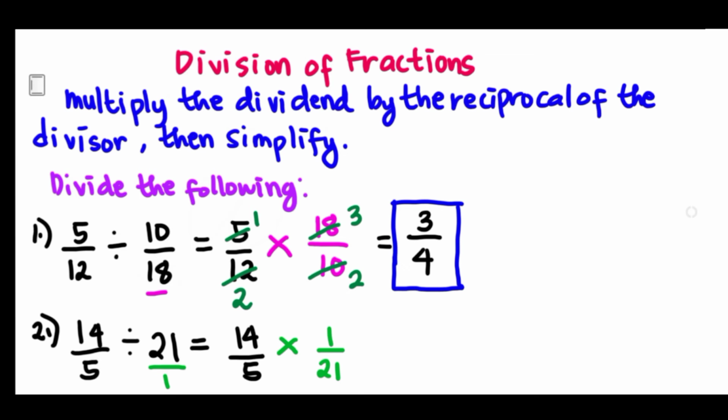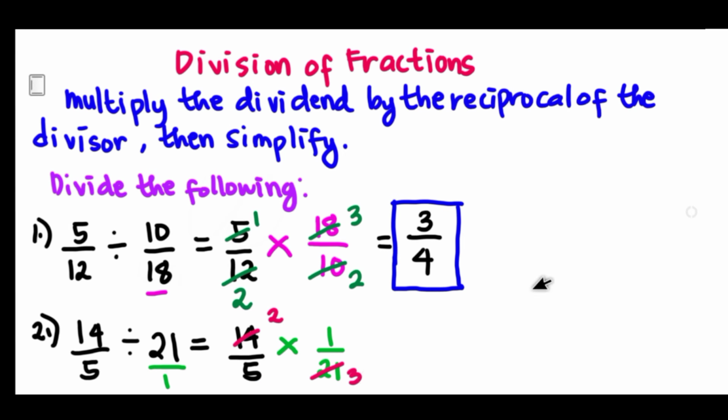So, next step is check natin kung pwede tayong mag-cancel. So, dito muna tayo sa 5 and 1. Pwede bang ma-divide maliban sa 1? Wala na po. 14 and 21. Ano po ang pwede mong ma-divide maliban sa 1? 7. So, 14 divided by 7 is 2. And then 21 divided by 7 is 3. So, pababa naman. 2 and 5. Meron pa bang pwede ma-divide maliban sa 1? Wala na po. 1 and 3.